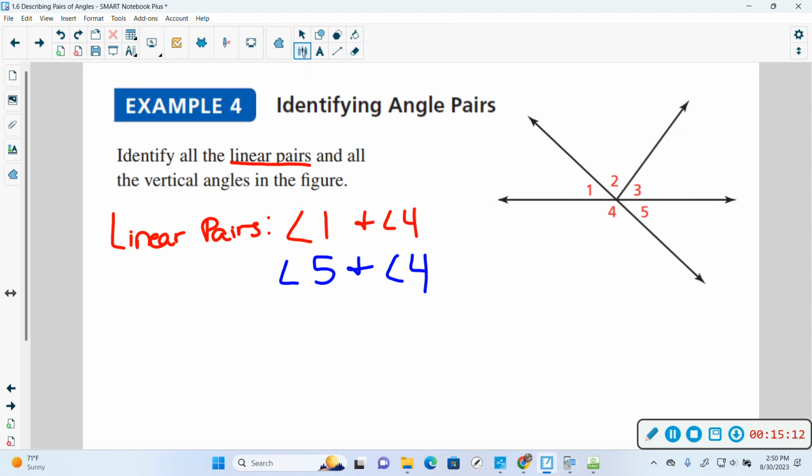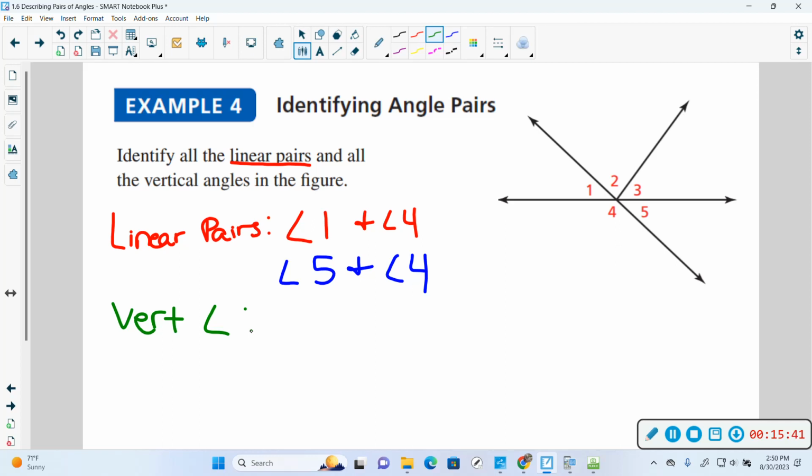Here we go. It also asks you for that. Get ready. There is only one pair of vertical angles in this picture. You would think there's more. But there's one. So you were looking for common vertex. They make an X, opposite rays. I'm going to give you one of the angles. You're going to pick out the other half.